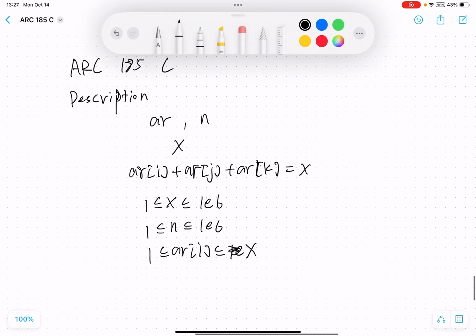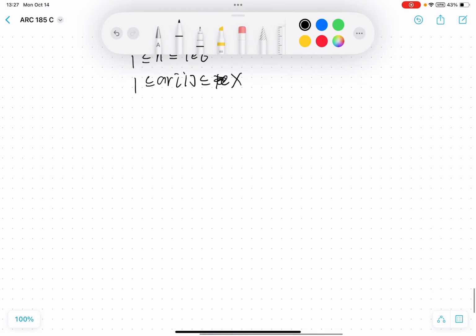Next part, let's talk about the solution. First of all, this problem uses a very important and distinct algorithm called convolution. Let's talk about the definition and influence of this algorithm.